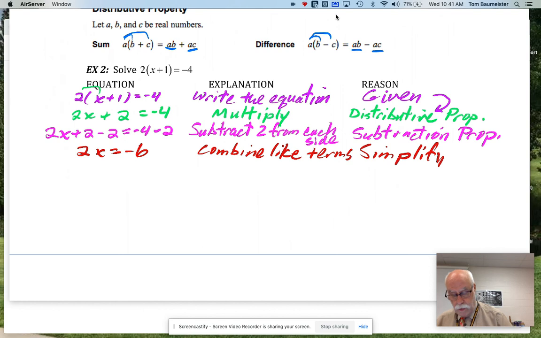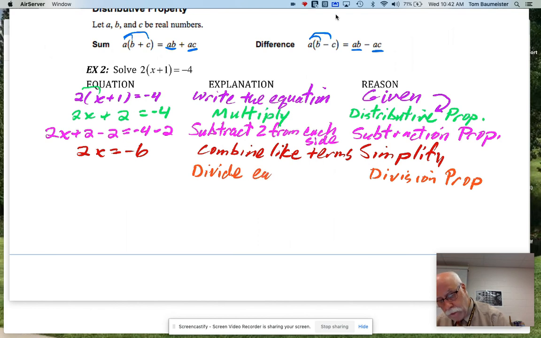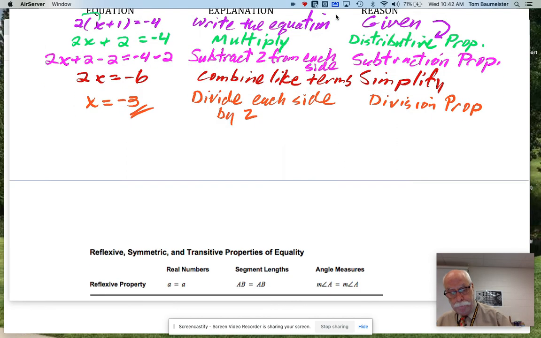And then to do that one there, to solve for x, we need to divide. So we're going to use the division property. That means we're going to divide each side by 2. And then that would give us that x is equal to negative 3. And we're all done. Okay.